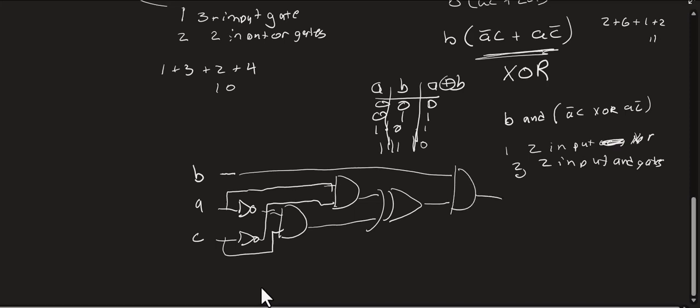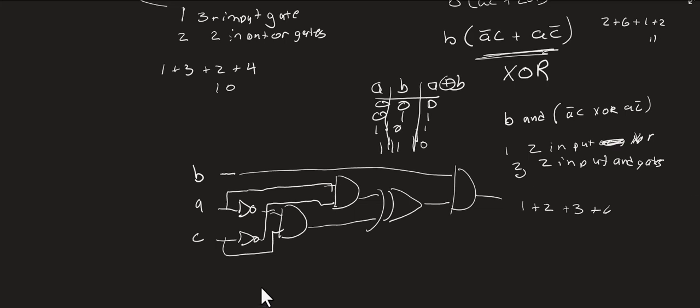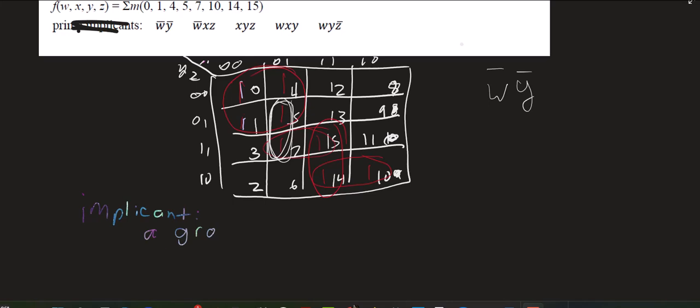And so I have 3 2-input AND gates and 1 2-input exclusive OR. So that would be 1 plus 2 plus 3 plus 6. Shoot, I thought that would be easier. I thought I was so clever. Oh well. So let's get the definitions of these things.